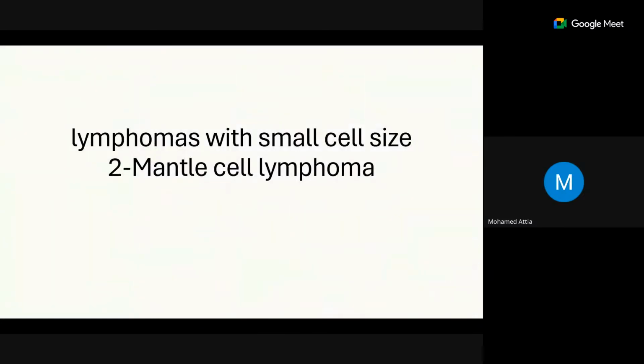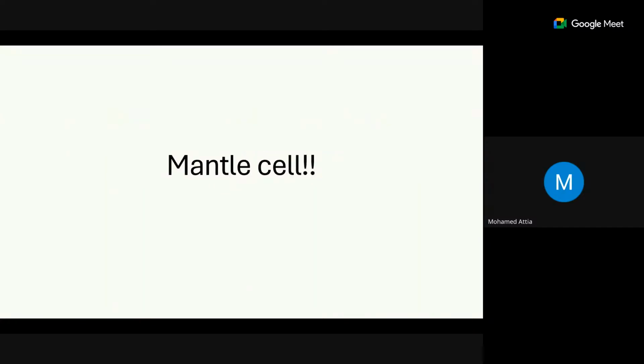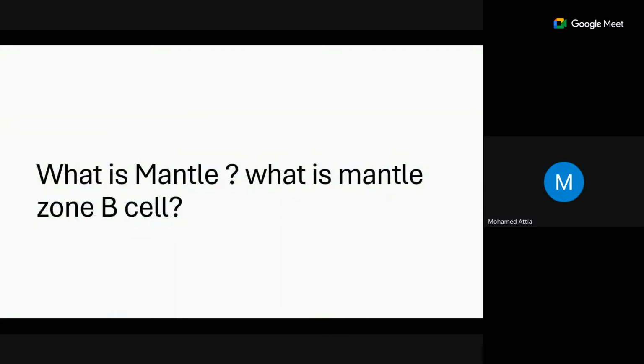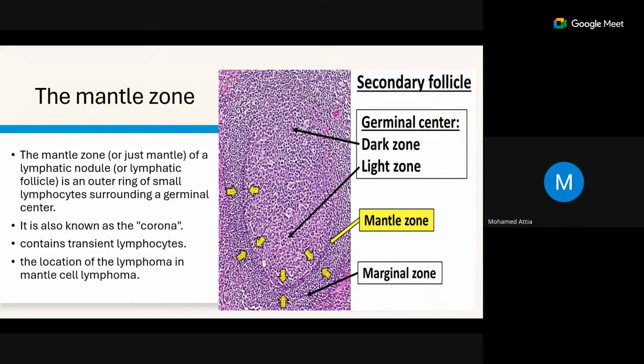So today we will discuss one of the lymphomas with small size cells, the mantle cell lymphoma. So mantle cell, now we will ask like in the previous lecture, what is mantle? What is the mantle cell? So this is our first time to describe this kind of cells. What is mantle and what is mantle zone lymphoma? Mantle means shield, or armor, and sometimes it refers to a coat or a jacket. So mantle means something that protects.